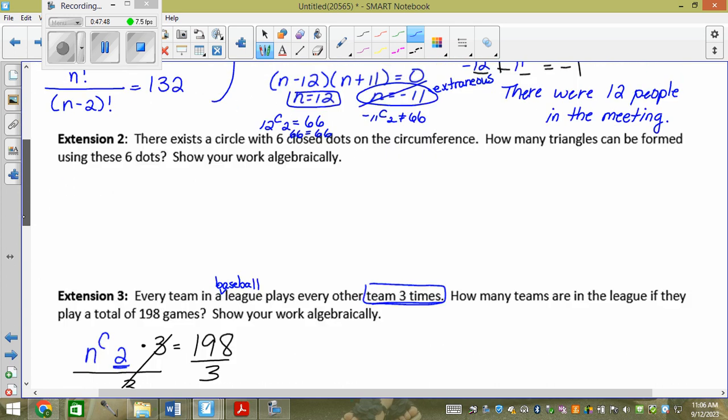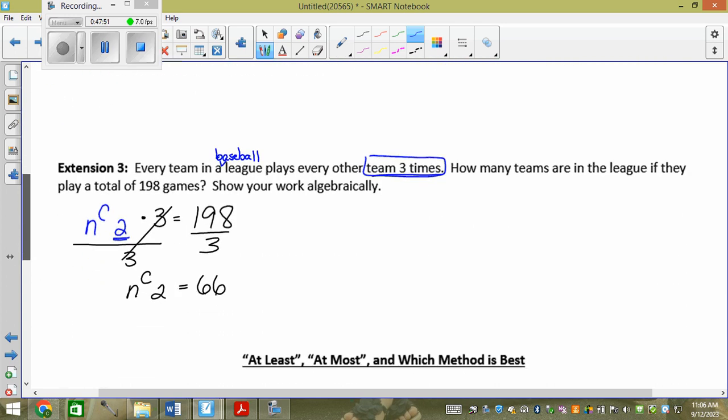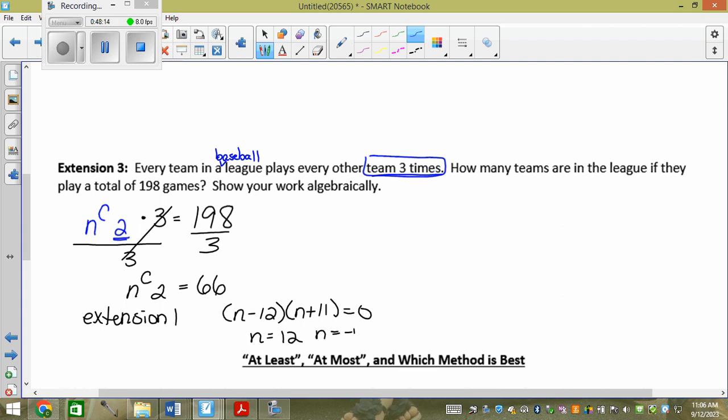So I'm going to save time. Do not save time on a test and write, see above, extension. But that's what we can do. Extension 1 does have the work, right? So when we did extension 1, I'm doing this because this is notes and time saving. We got n minus 12 and n plus 11. And we got n equals 12 and n equals negative 11. You need to show all the work from above, right? I'm just saving time. See extension 1 for algebra.